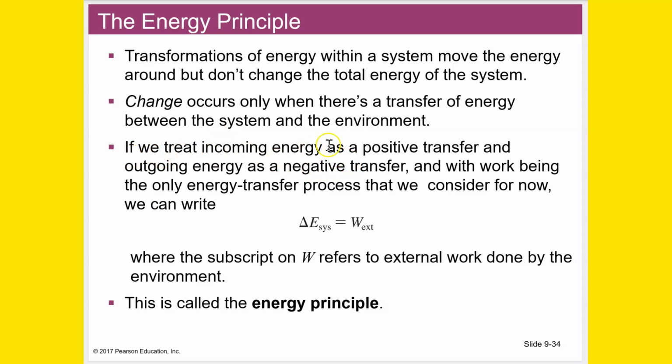If we treat incoming energy as a positive transfer and outgoing energy as a negative transfer, and with work being the only energy transfer process that we could consider for now, we can write it like this. The change in the energy of the system, so how much the energy increases or how much the energy decreases, is always going to equal the work done on that system by something outside of that system, the external work. All right. This is called the energy principle.